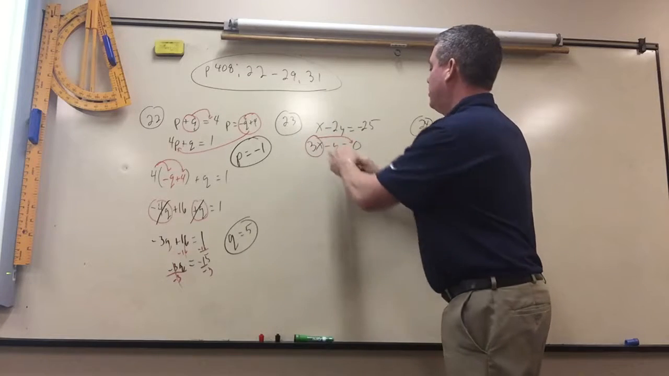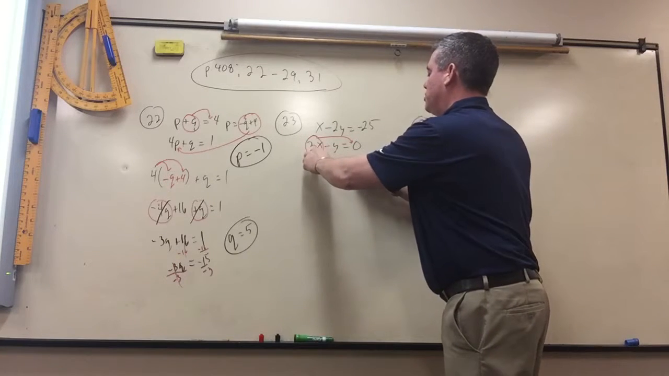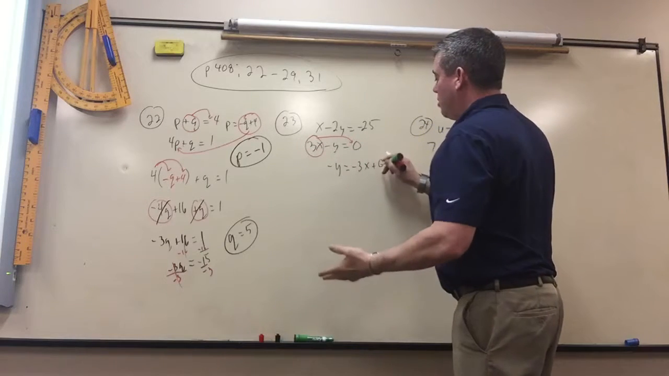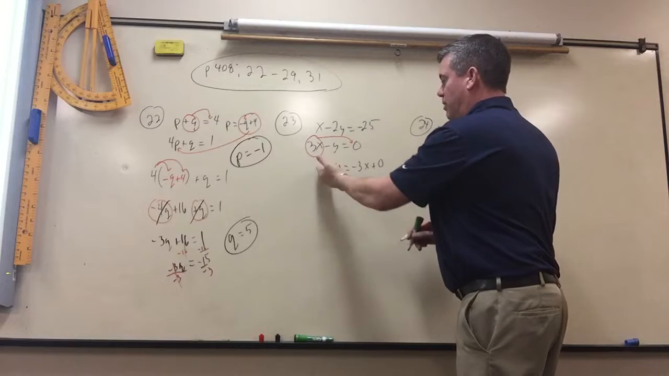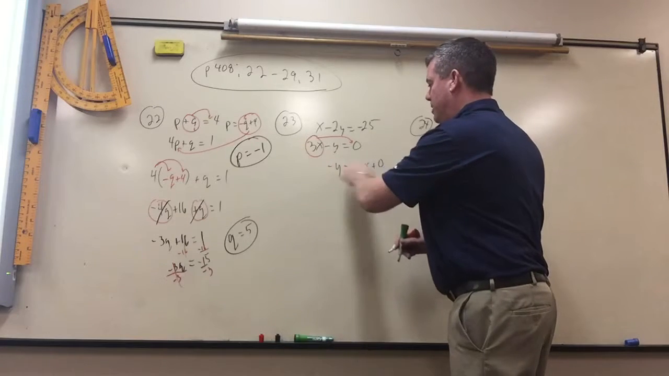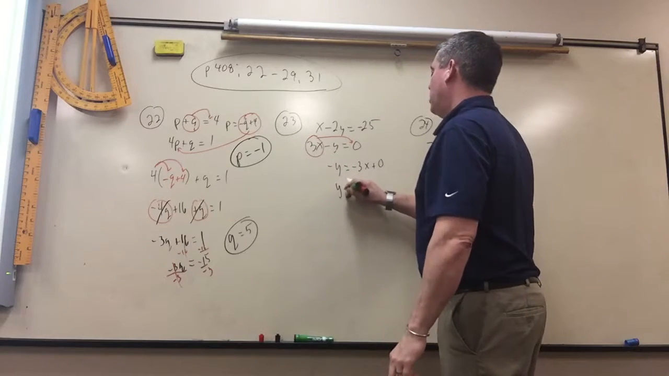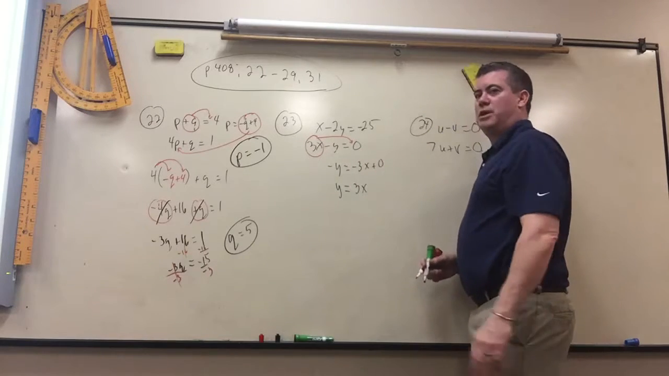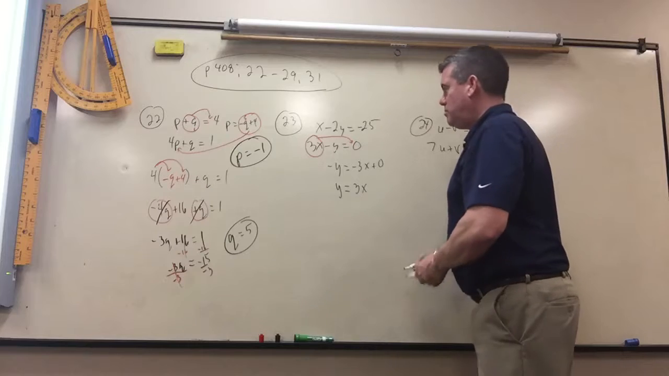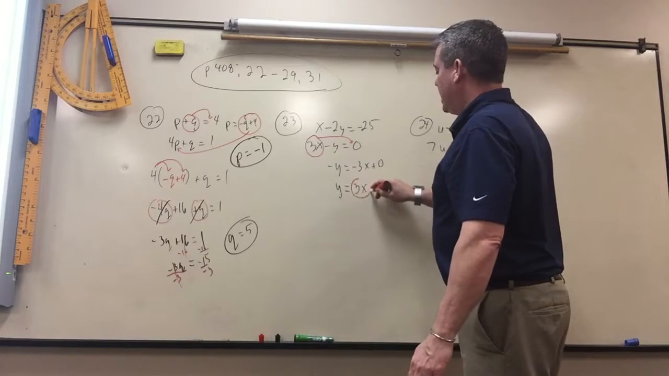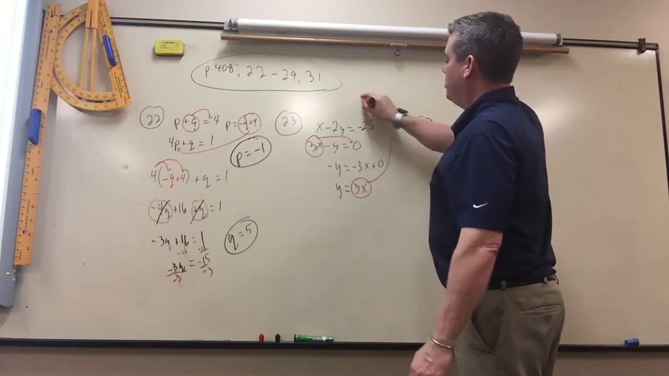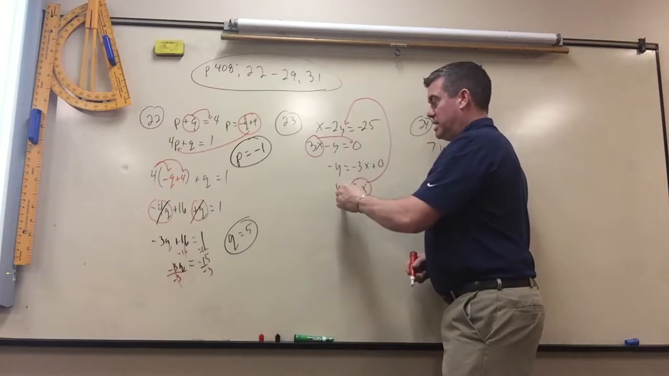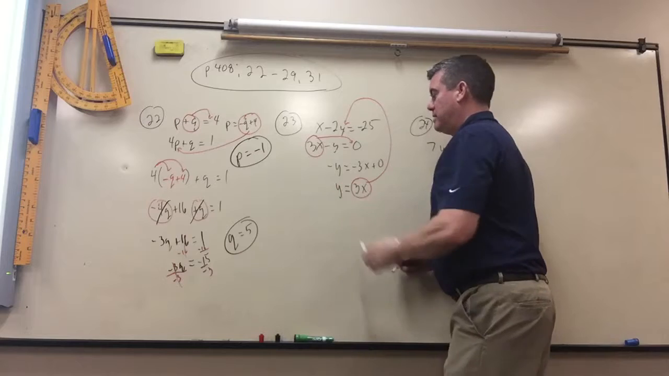Move it over and it would be negative y equals negative 3x, because it changed from plus to minus, plus 0. So again, the y is not by itself. All you got to do is change all the signs. Y equals, this would change to 3x, and you could just drop the 0 off. So then I got to put this 3x into the other equation for the y, because that's what the y is equal to.